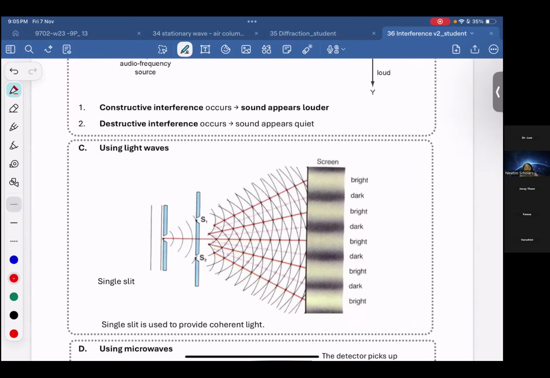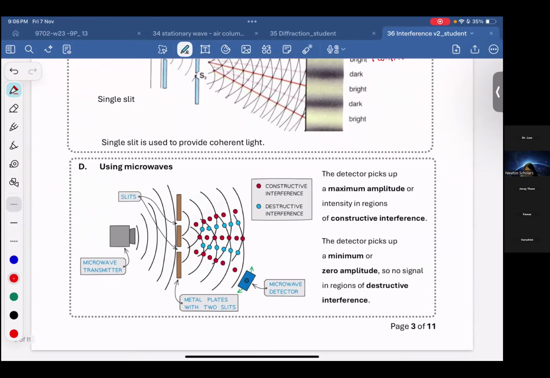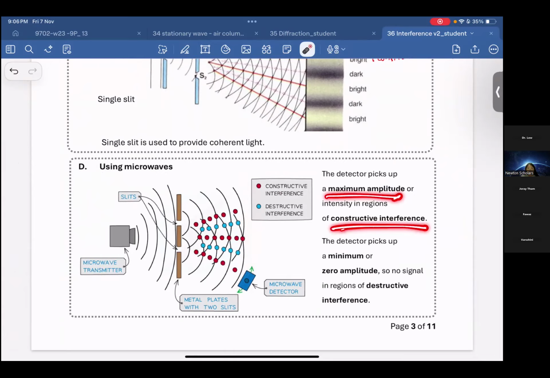Next, light. We will get bright fringes, dark fringes, bright fringes, dark fringes. Bright fringes are because of constructive interference, dark is because of destructive interference. Is it okay? Here microwave, same thing. The detector is moving, it moves and detects. Maximum amplitude is because of constructive interference. Then you get minimum or zero amplitude because of destructive.